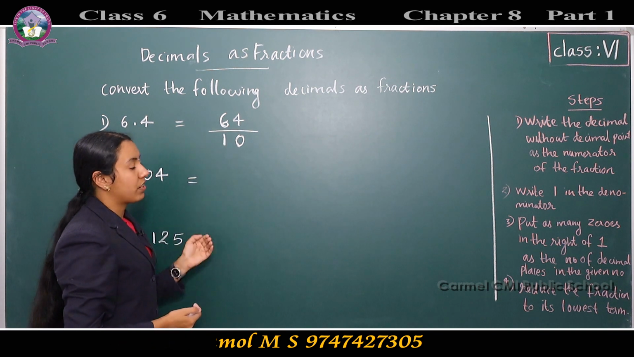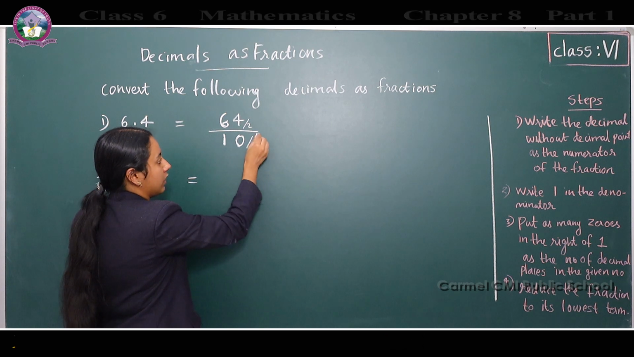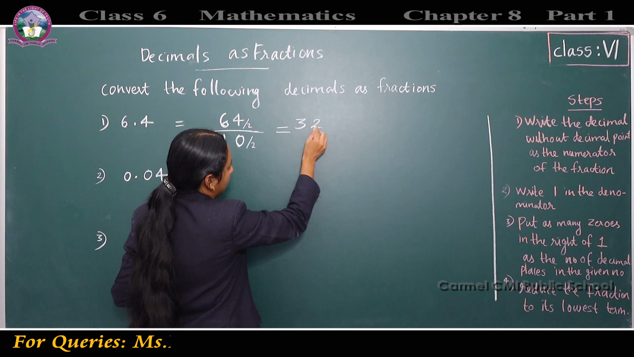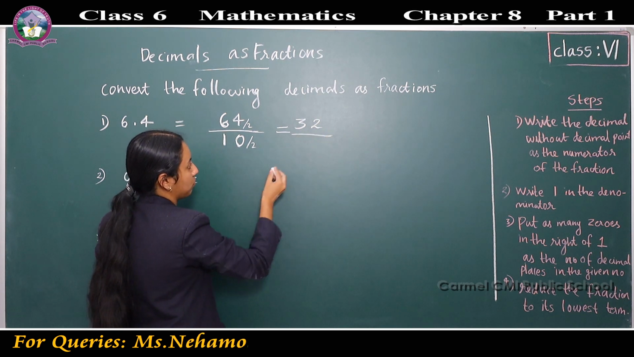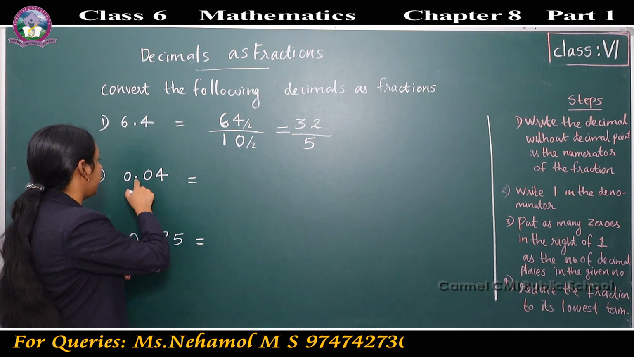We can convert this fraction to its lowest term. 64 is divisible by 2, 10 is also divisible by 2. 64 by 2 is 32, 10 by 2 is 5. So 32 by 5.